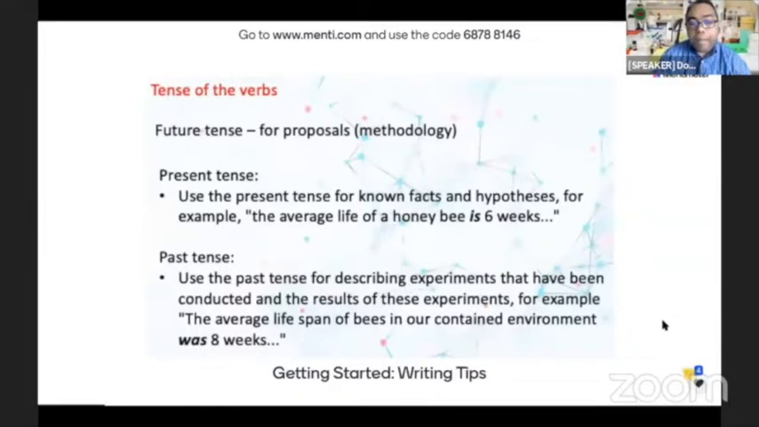No? Past tense, if you are describing, of course, your experiments. What happened? So past na yon, nagawa mo na kasi, you have conducted it and you are showing the results. So for example, the average lifespan of bees in our contained environment was 8 weeks, whereas the average life of a honeybee is 6 weeks. Okay, so ganun yung difference niya, no?